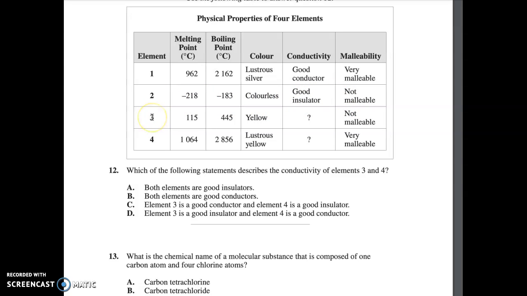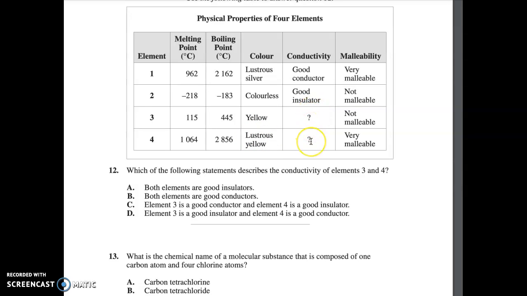Okay, but they're asking us about 3 and 4, so again, let's have a look. Melting point, 115. So until 115 degrees Celsius, it's a solid. Until 1000 degrees Celsius, it's a solid. Okay, so these are both solids. Yellow, okay, great. Lustrous yellow, so shiny. More likely to be a metal here.